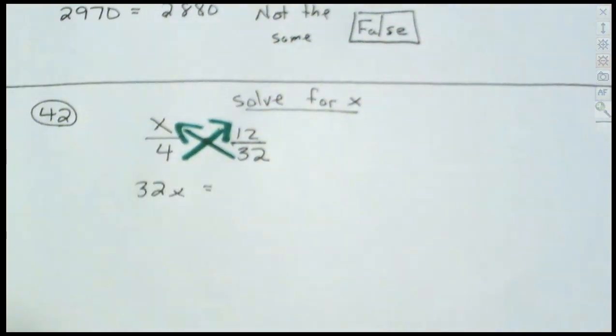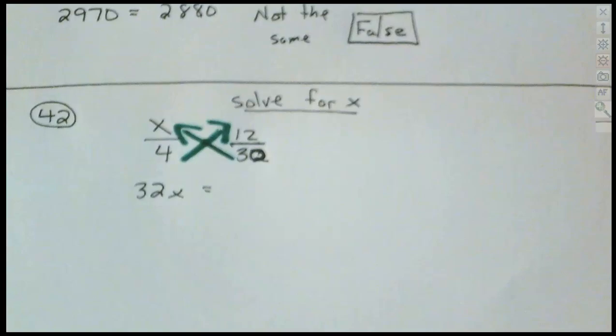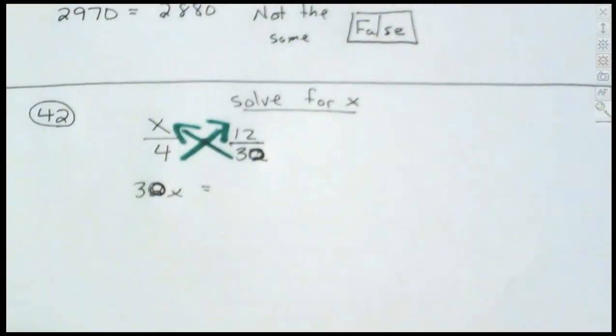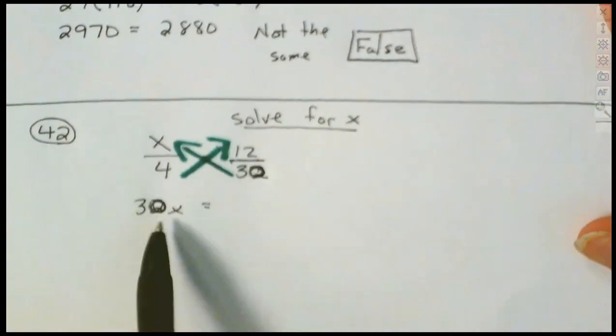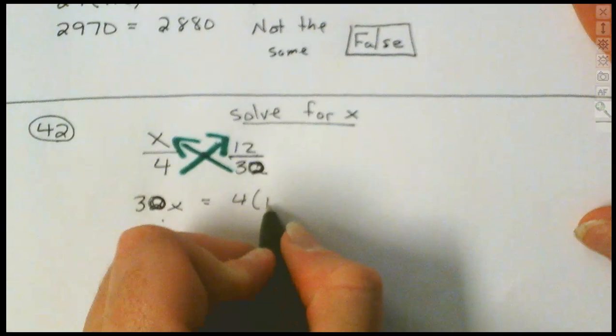Oh, did I write it wrong? Let's see. Yep, over 30. Sorry about that. Thank you. Yep, I just wrote it wrong there. That wouldn't have worked very well, so that should be 30 there. Okay. Make sure I wrote it right. Yep, 30. Okay. So that gives you now 30x here. And then on the other side, we've got 4 times 12.